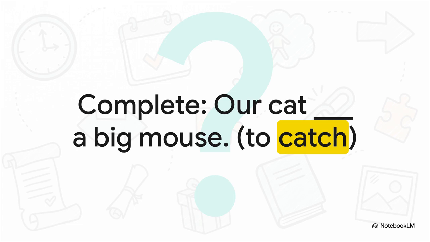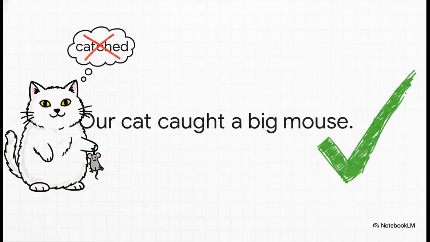Okay, let's do another. This time, the verb is to catch. Now, is this one a regular verb that follows the ed rule, or is it another one of our rebels? It's caught. Another irregular one. You definitely wouldn't say catched, right? It sounds a little funny. The correct form is caught. See? You're totally getting the hang of this.